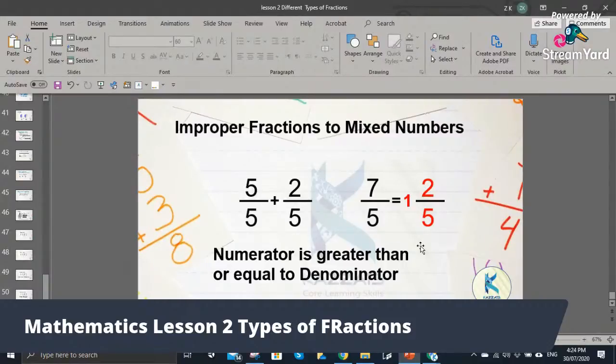If you have to convert an improper fraction into a mixed number, you have to split it into parts, whole part separately and fraction part separately, and write it as your mixed number. How to convert a mixed number into an improper fraction, that we are going to talk about in later classes when we have to deal with that topic. I hope I have cleared the topic.